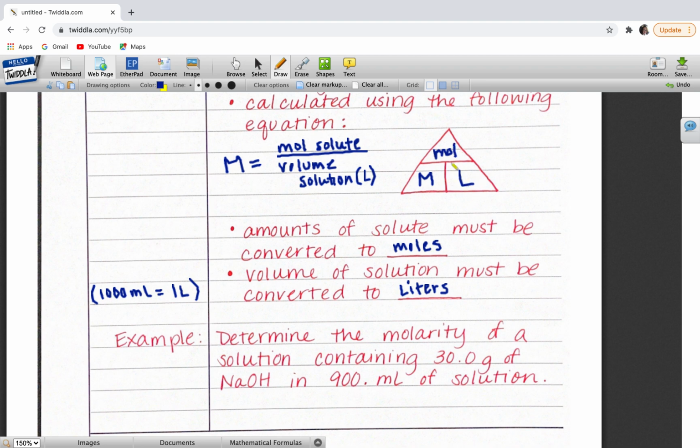You can't do grams and milliliters. It's not going to work out. You're not going to get the right number. So make sure that if you're given an amount of solute in grams, you convert it to moles. And if you're given an amount of solution in milliliters, that you convert that to liters using this conversion factor here.